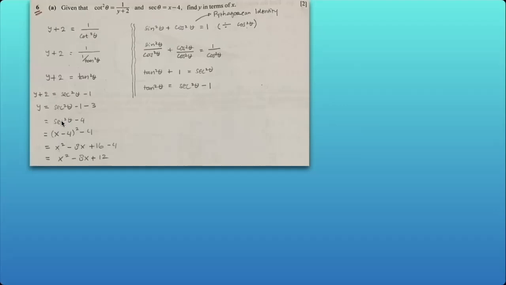Since we have squared there, then we put the power of 2 here. So we have x squared - 8x + 16 - 4. And that's equal to x squared - 8x + 12. So there you go.